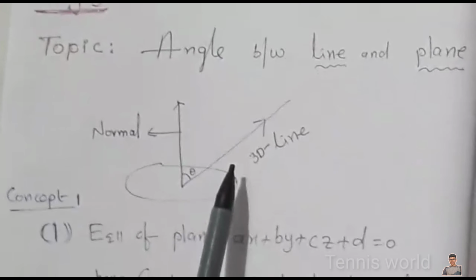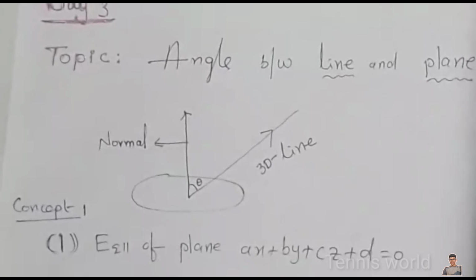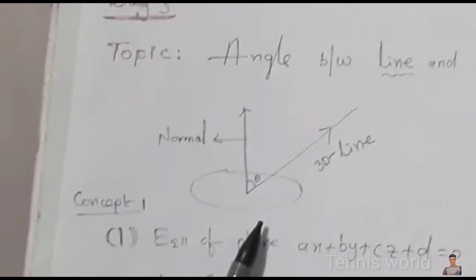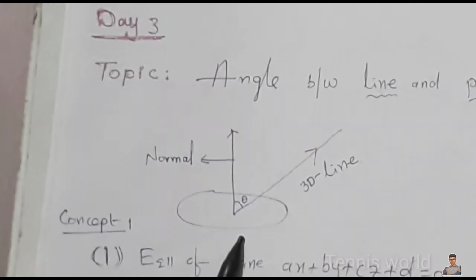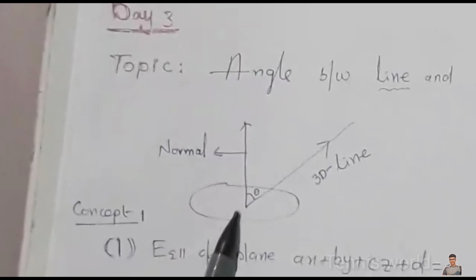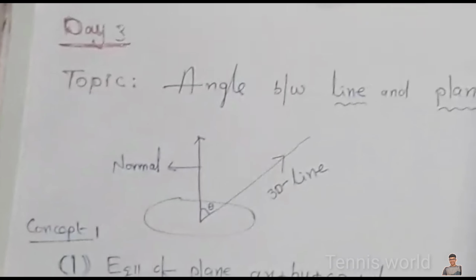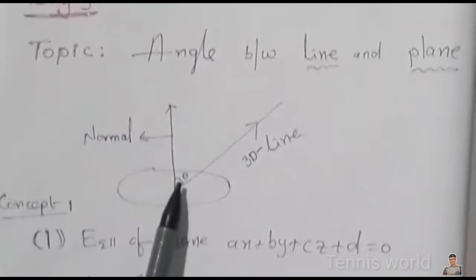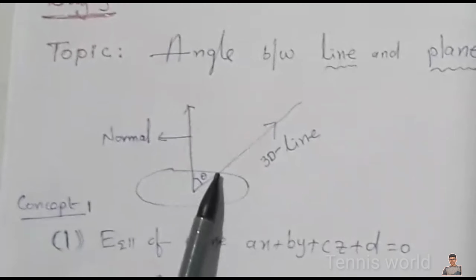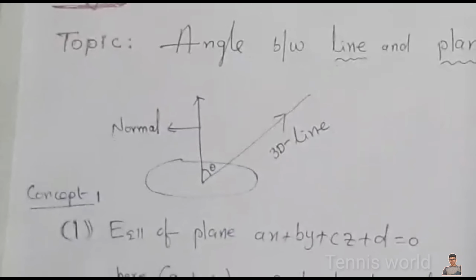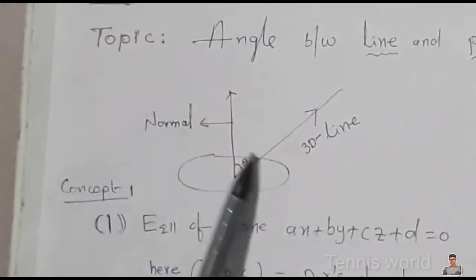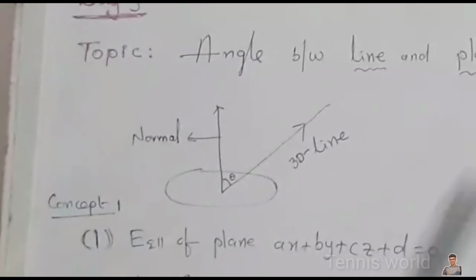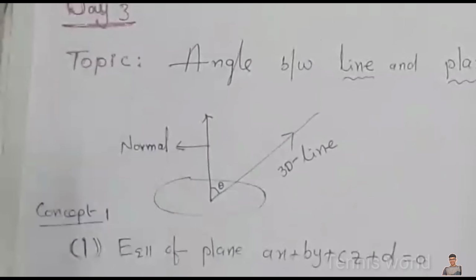See this one, this is the plane, right? So this is the normal of the plane. Wherever you take the plane, it always contains a normal. See, this is the 3D line. So this is the angle between the line and the normal. The angle between the line and the normal is nothing but the angle between the line and the plane.